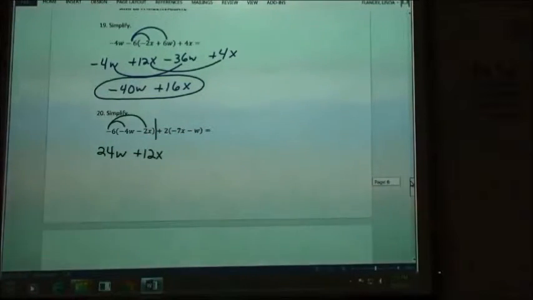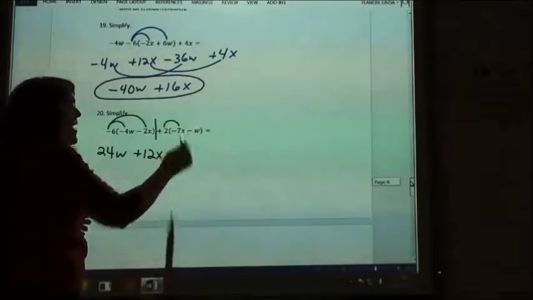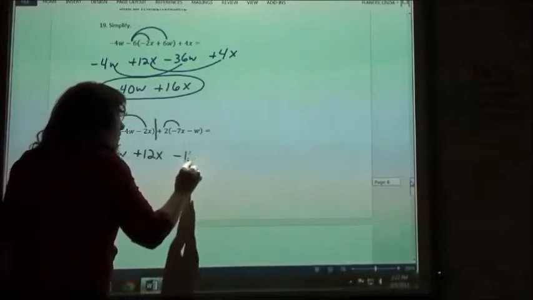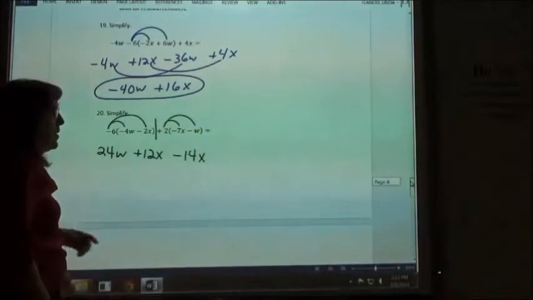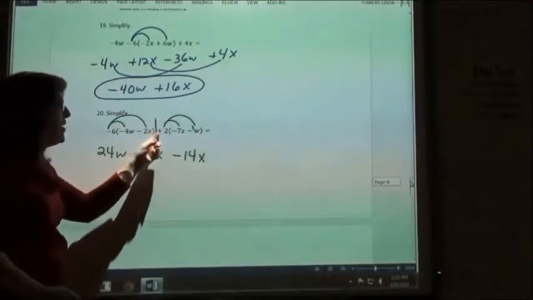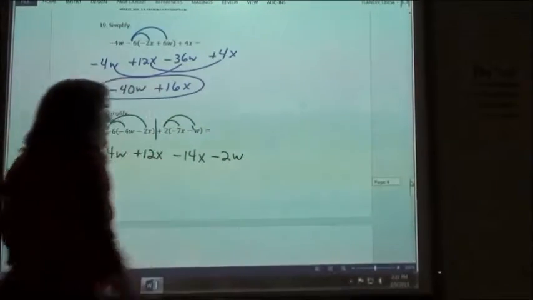I'm not going to put my sign down till I do the sign of my answer. Positive 2 times a negative 7x, positive times a negative is a negative 14x. Positive 2 times a negative w. If you have a hard time remembering, that's a negative 1. Positive 2 times negative 1 is negative 2w.